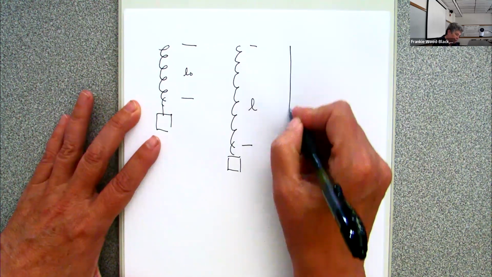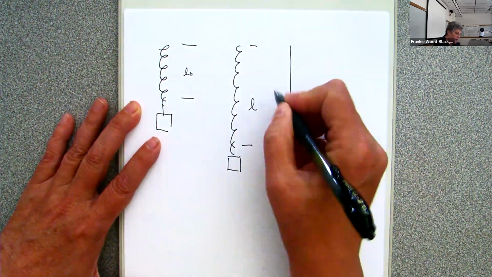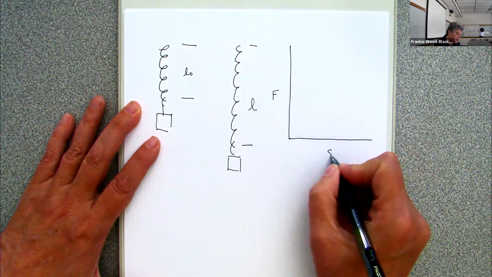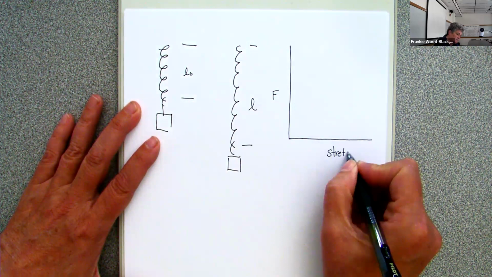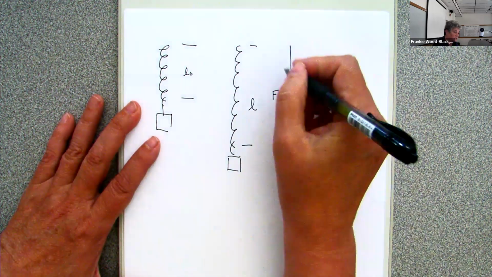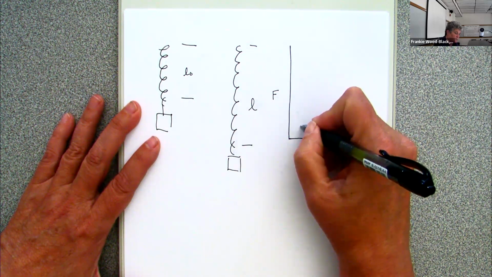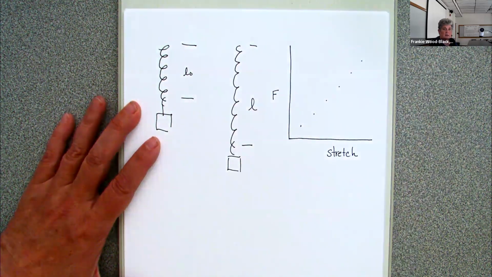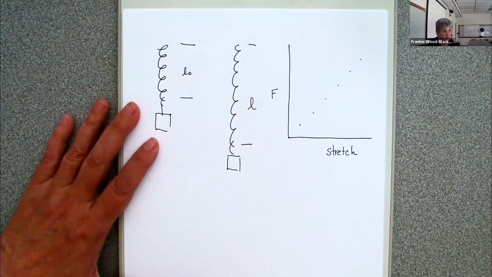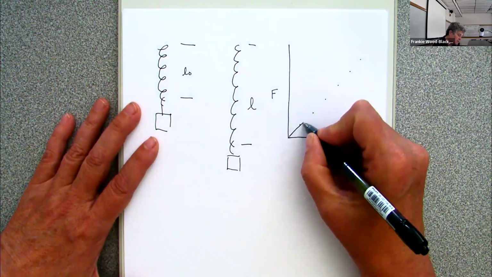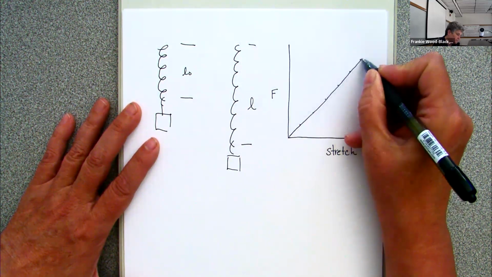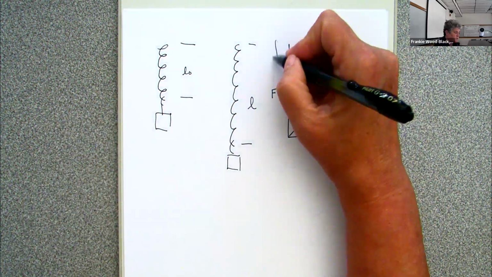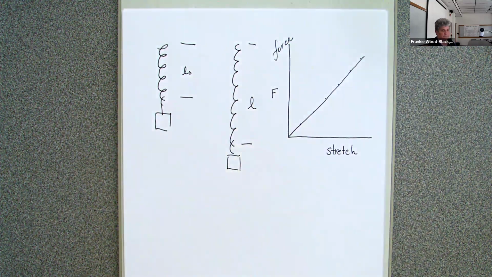Now, if we were to plot this, and we were to plot force versus stretch. So if I increase the force, my stretch actually increases. Unless it's a rubber band, or unless we deform the material. But for a spring, we usually get behavior that looks like this. So this is our force versus stretch.